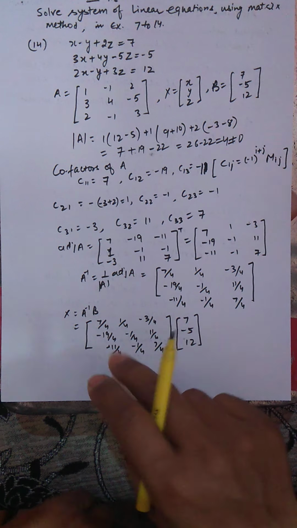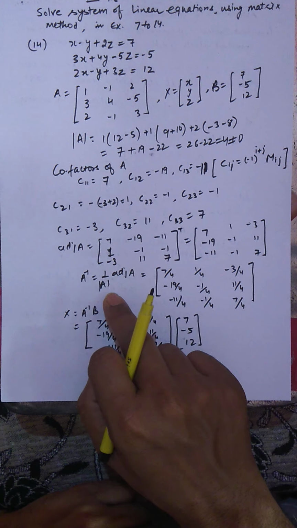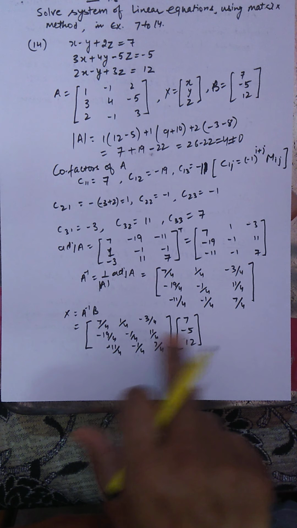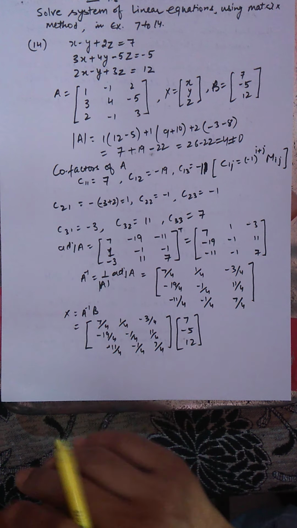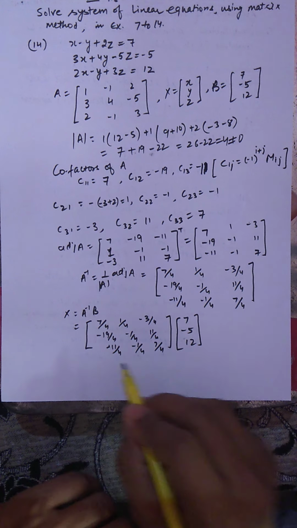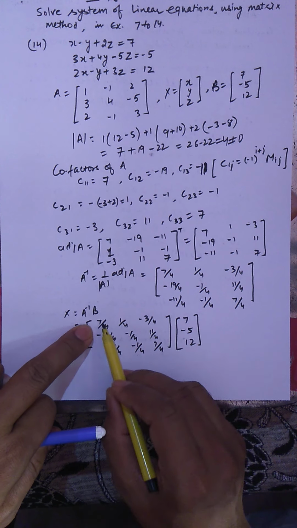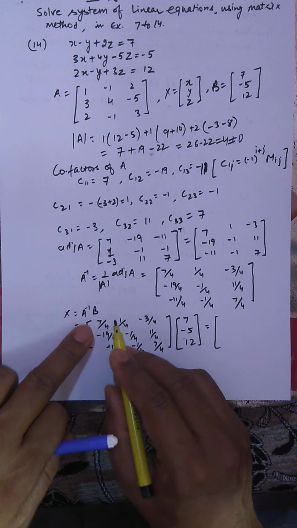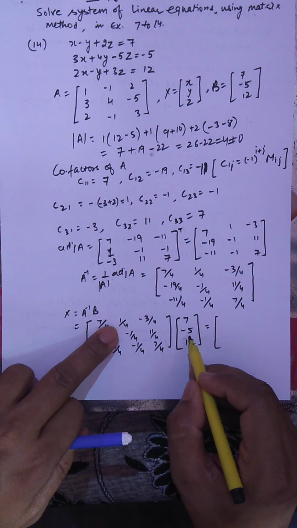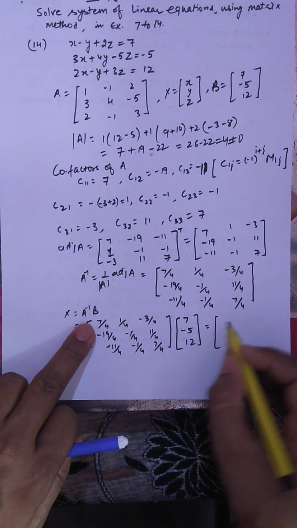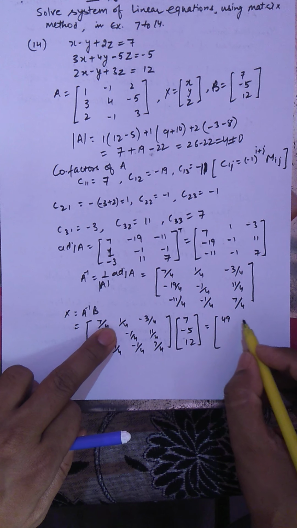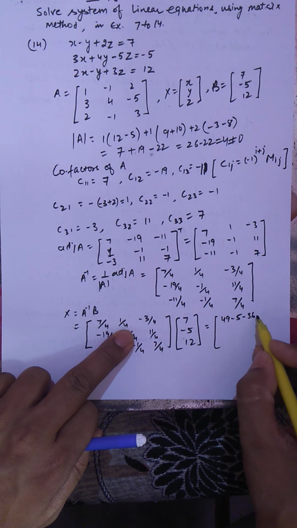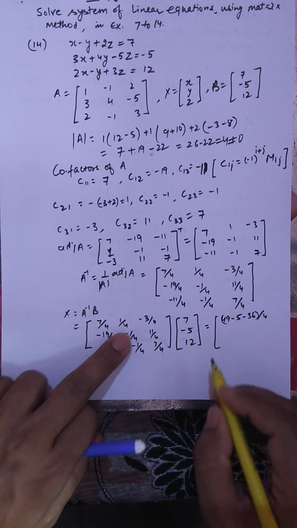But in that case, you see, it was not good that we took 4 inside. If I take 4 outside, then it becomes very easy to calculate, but now it's okay. We can keep 1 by 4 outside and do it like this. 7 into 7 is 49. This is 49, and 1 into minus 5 is minus 5, and this is minus 3 into 12, which is minus 36, and the whole thing divided by 4.